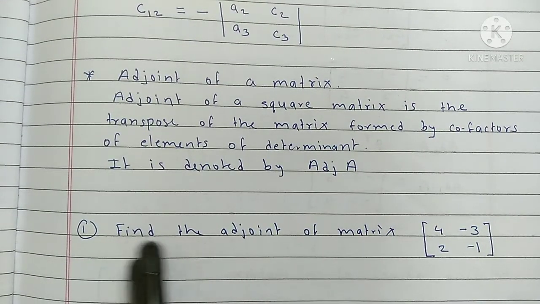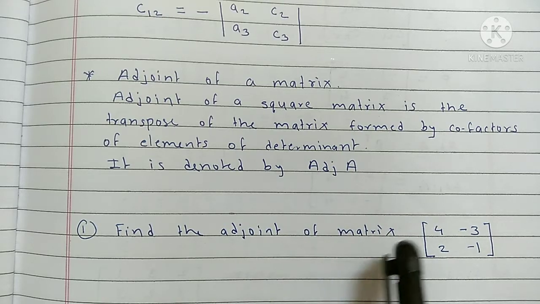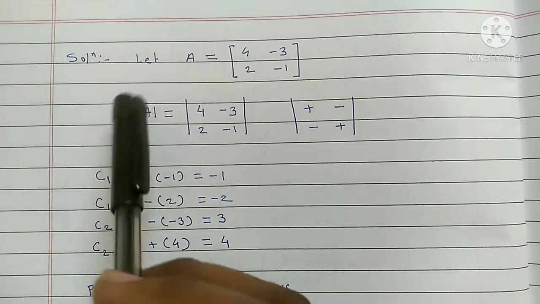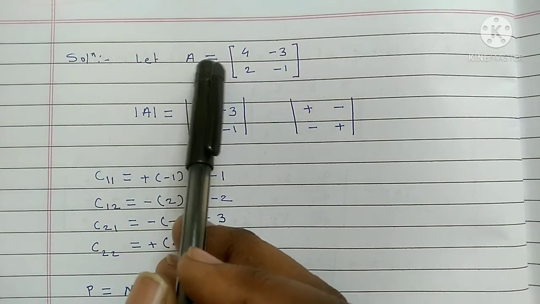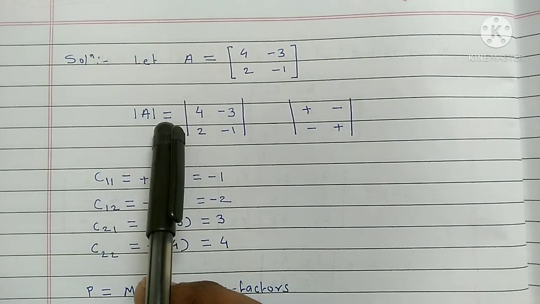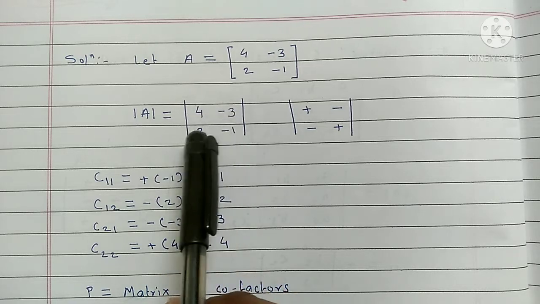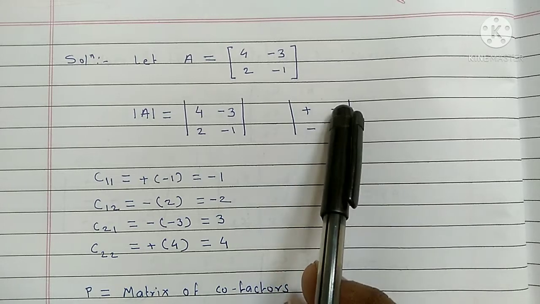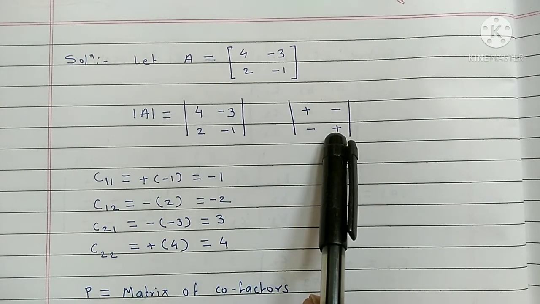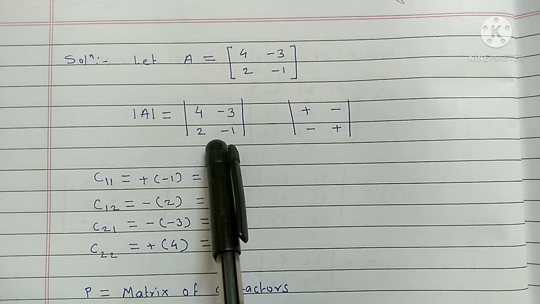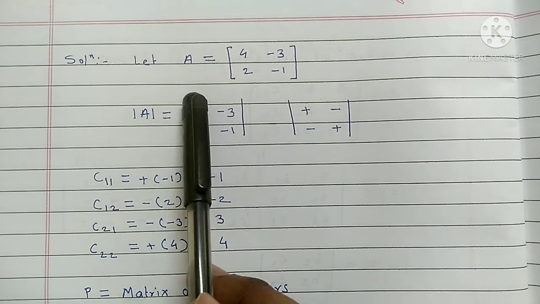So first sum, find the adjoint of matrix 4, minus 3, 2, minus 1. So let A is equal to matrix 4, minus 3, 2, minus 1. So determinant of A is equal to determinant of 4, minus 3, 2, minus 1, and the corresponding signs are plus, minus, minus, plus. These are corresponding signs of this determinant. So now we'll find cofactors. So first C11.